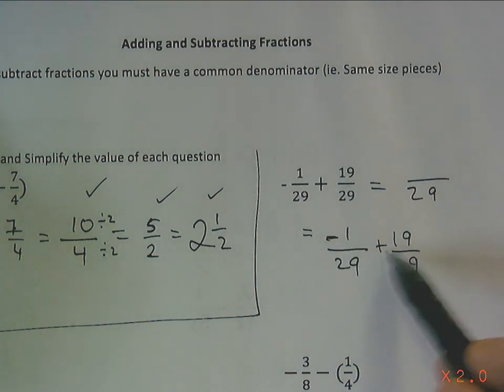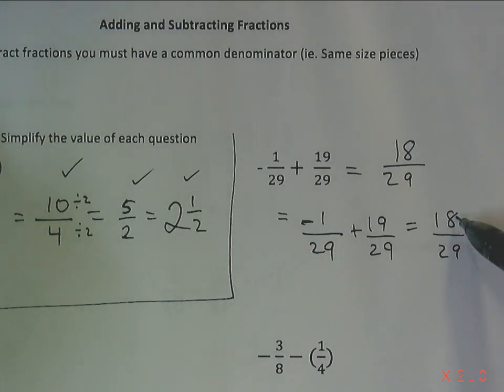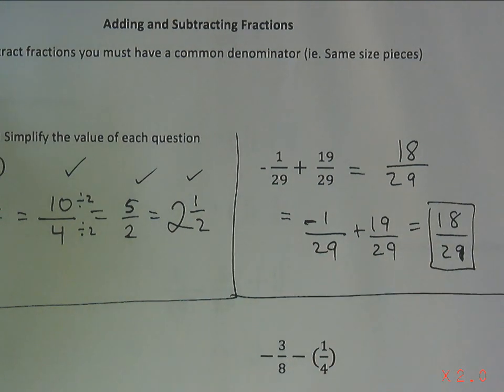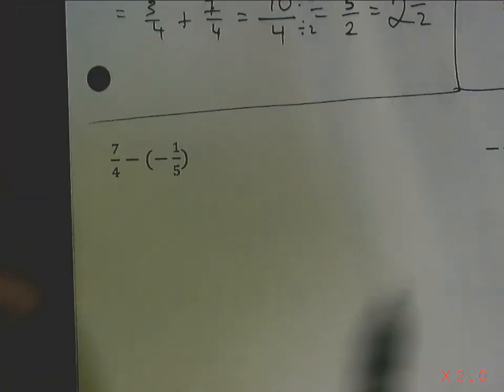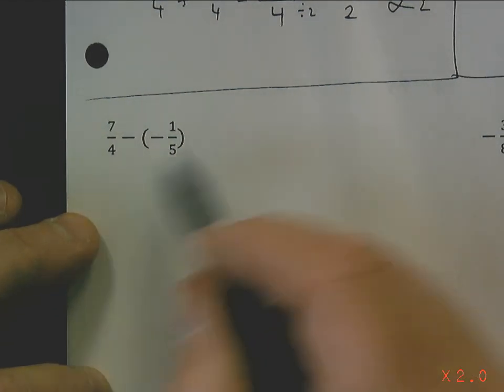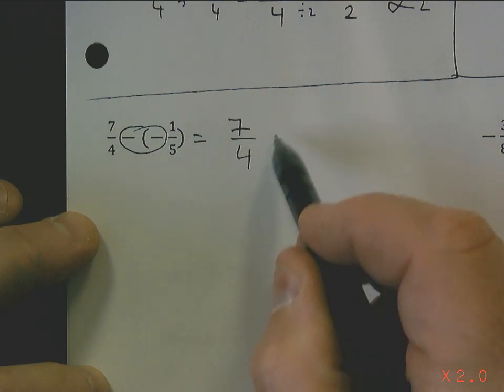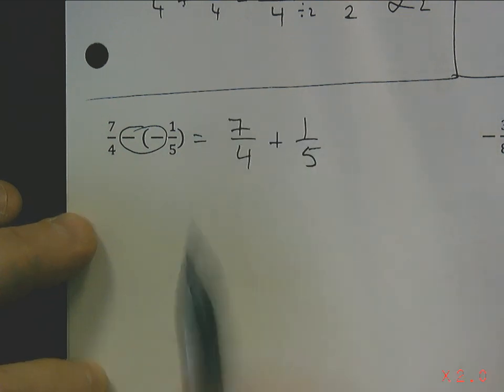So negative 1 plus 19 is 18. I'll write it at the side here. And then I would just double check. Does anything go into 18 and 29? Well, if I'm on the ball, I know 29's prime, so I know that's done. Done. Next one. Uh-oh. Different denominators. Before I start, though, double negative, you become an addition.